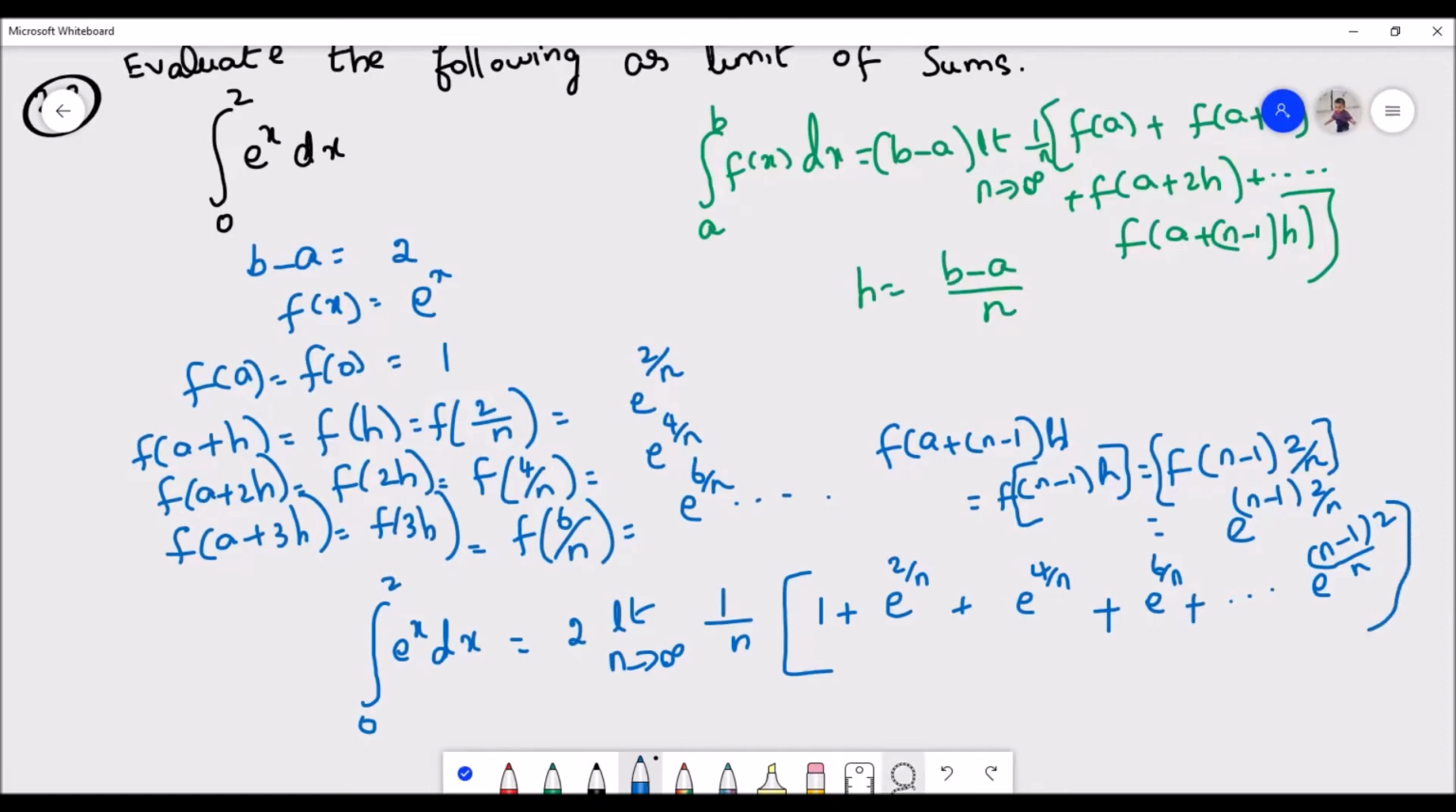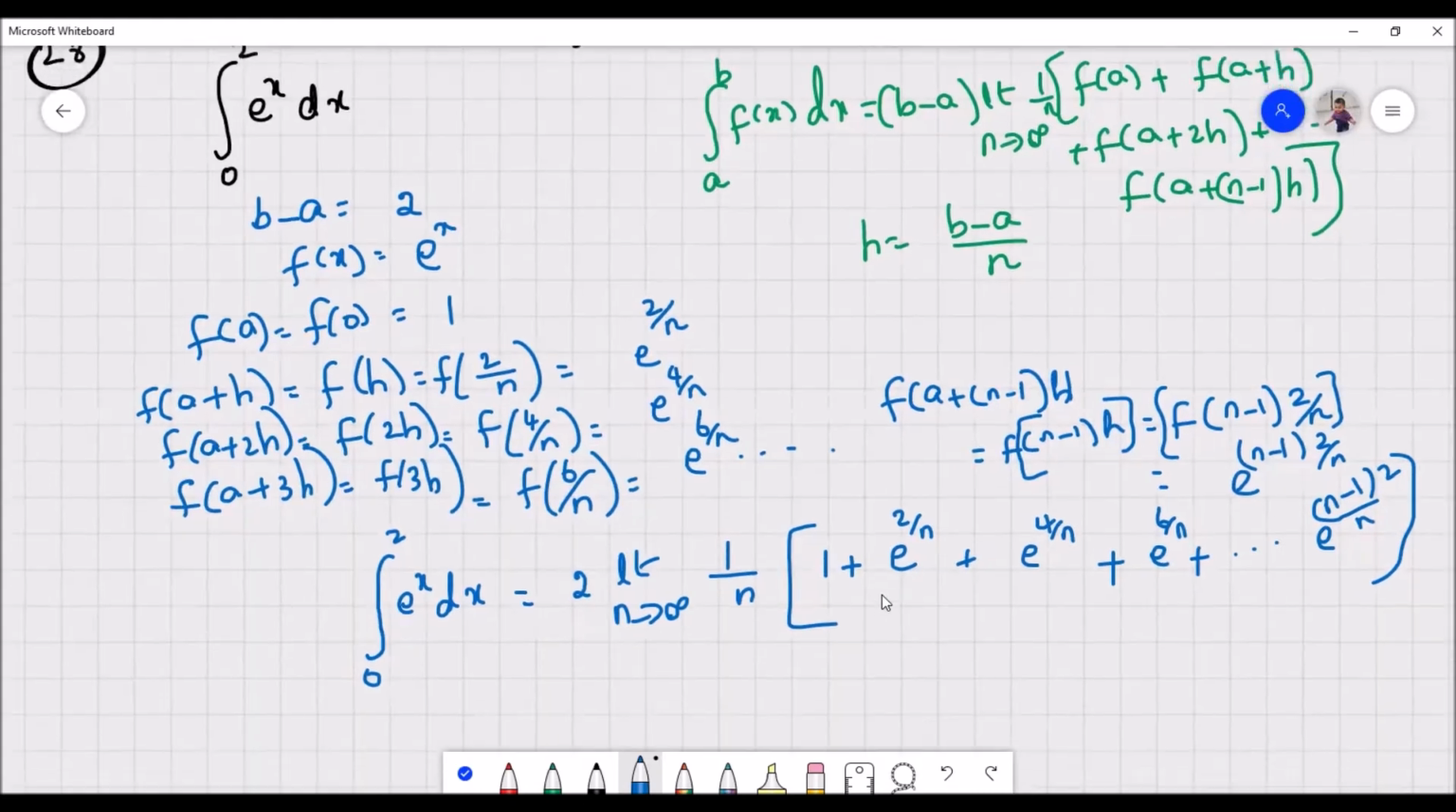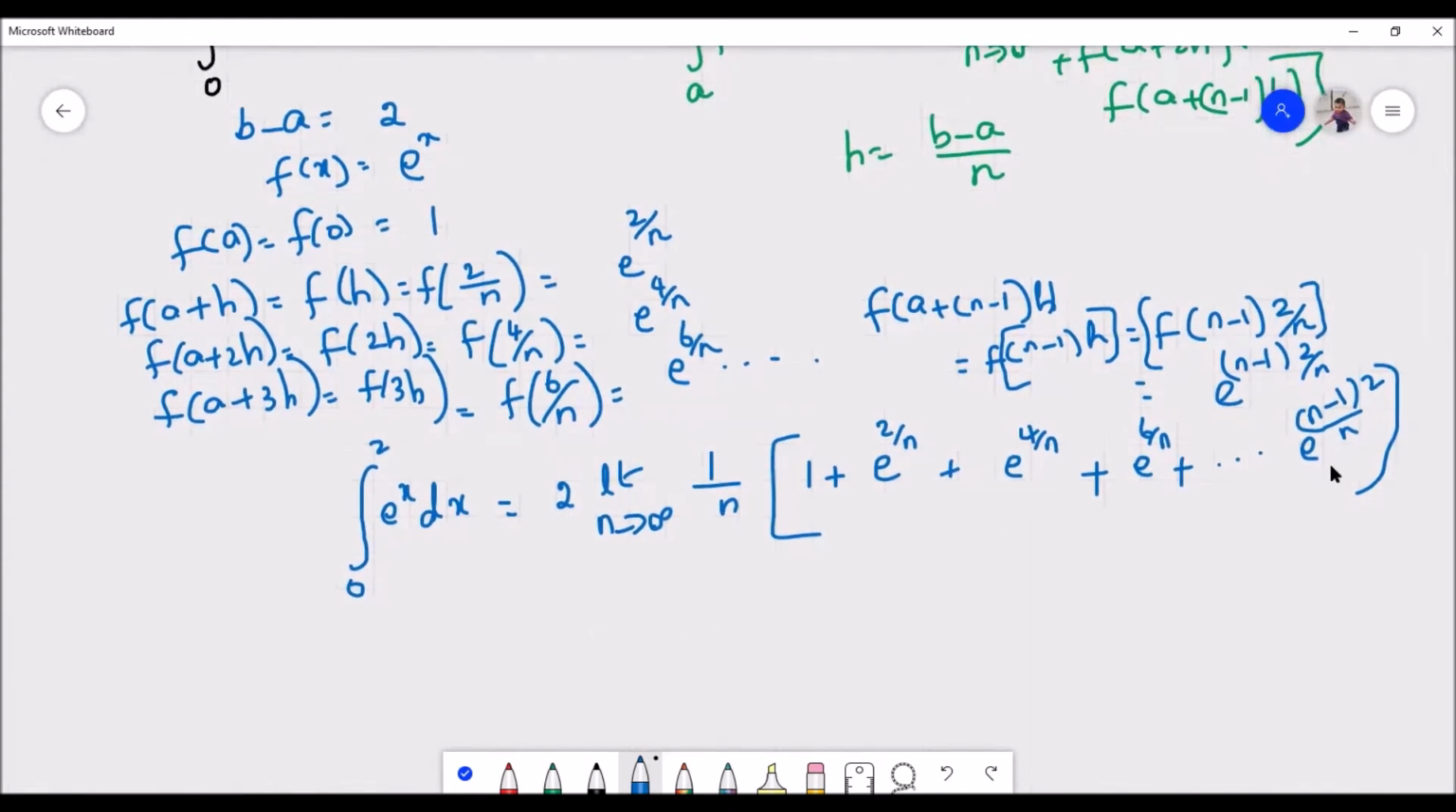So this forms, let us observe this particular thing. This is forming a GP, the sum of n terms of a GP.